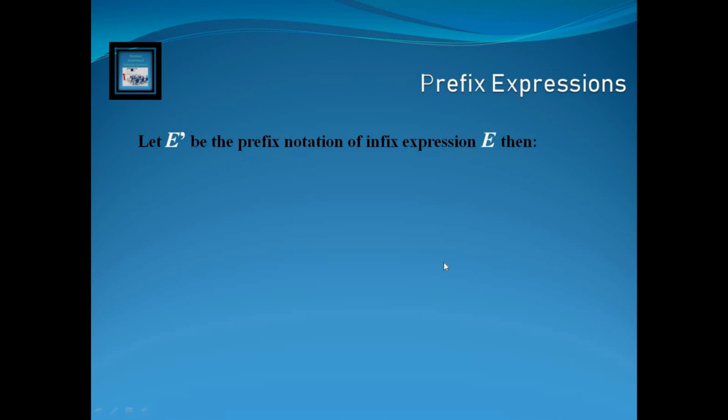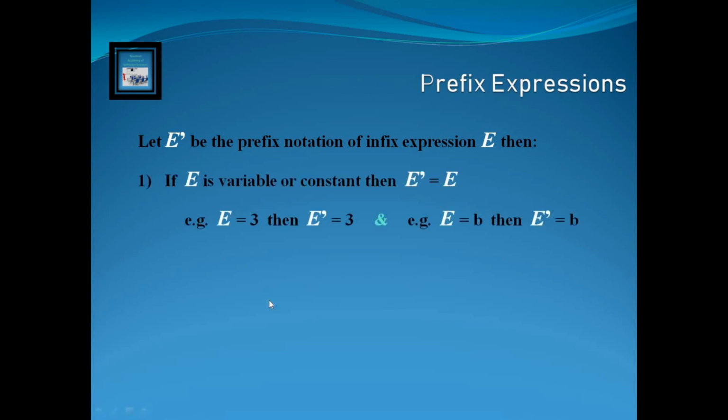Similar kinds of rules apply for conversion of infix to prefix form of expressions. So considering again E as an infix form expression and its corresponding prefix form represented by E prime, the first rule is the same. It means if the infix form expression is in its simplest form, that is just a constant or just a variable, then its prefix form is equivalent to this infix form.